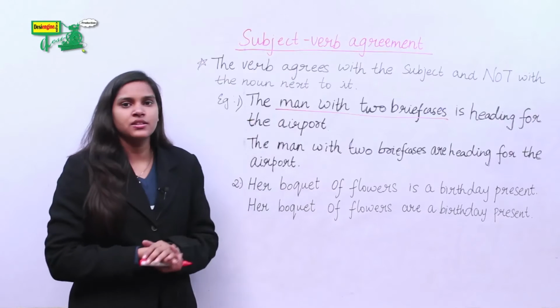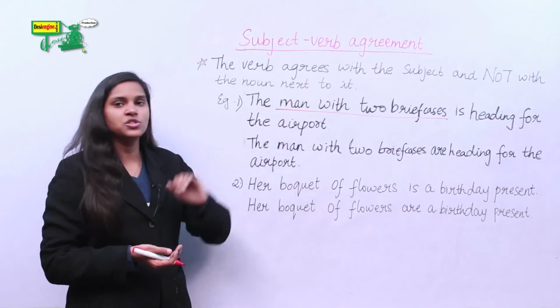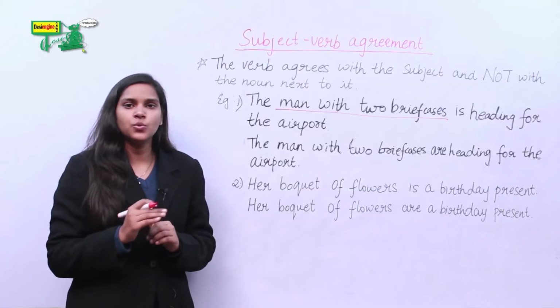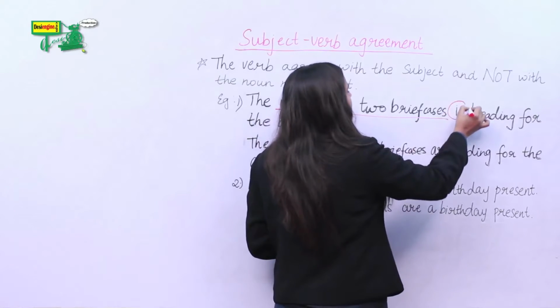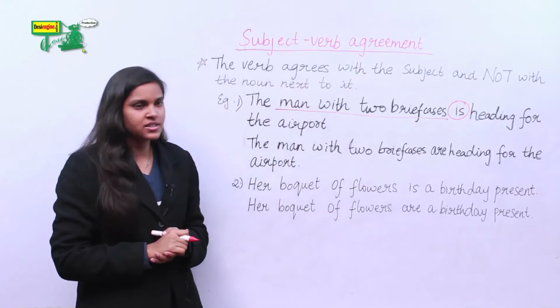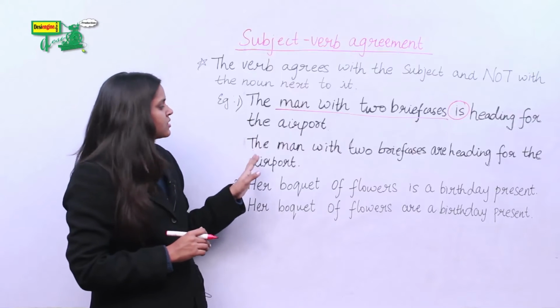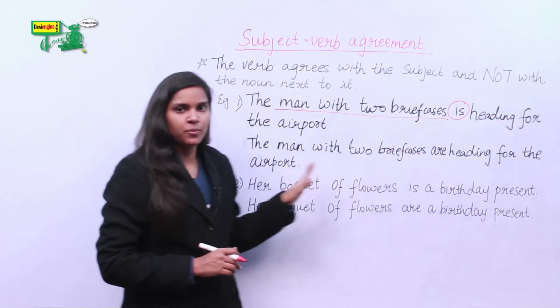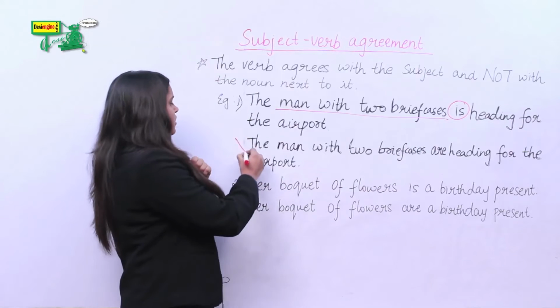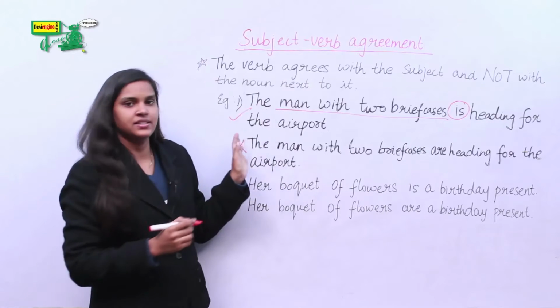Our subject in this noun phrase is man, which is singular. Therefore, the verb should also be singular. And that's why is is correct, whereas the sentence, the man with two briefcases are heading for the airport, is wrong. This is the correct sentence.